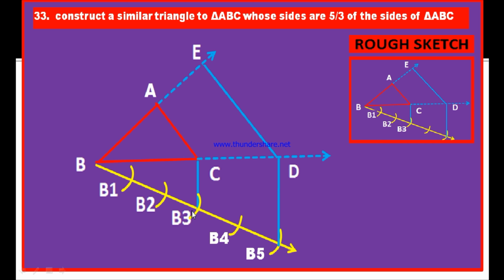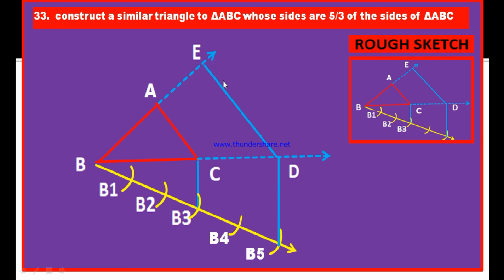Clear? I shall repeat. First of all, join B3 to C. Later, draw a line passing through B5 and parallel to B3C. This line may meet BC extension at D. Now from D, draw a line parallel to AC which meets the extension of BA at point E, so that the triangle BED is formed. Now the sides of the triangle BED are in the ratio of 5/3 of the triangle ABC.